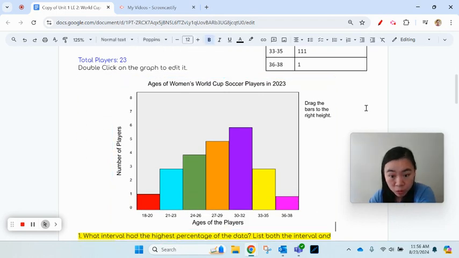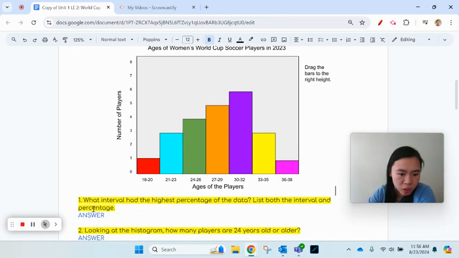Okay, so your histogram should look something like this. And this histogram, look how easy this histogram is to read. You can see right away that the majority of our players are in this age range between 30 and 32. Okay, so this histogram makes it super easy to look at our data. Let's answer these questions. What interval had the highest percentage of the data? Most of our data fit in this interval right here between 30 and 32.